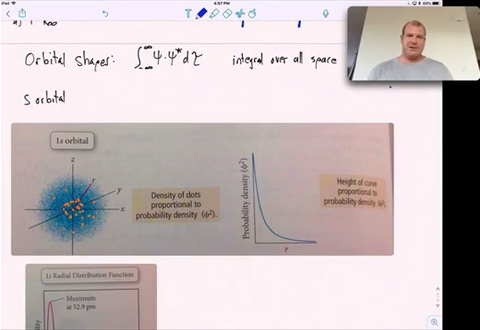Okay, and we mentioned if you take the orbital shapes, this is the psi squared, which is the integral from negative infinity to infinity of the wave function times the complex conjugate of the wave function times d tau.